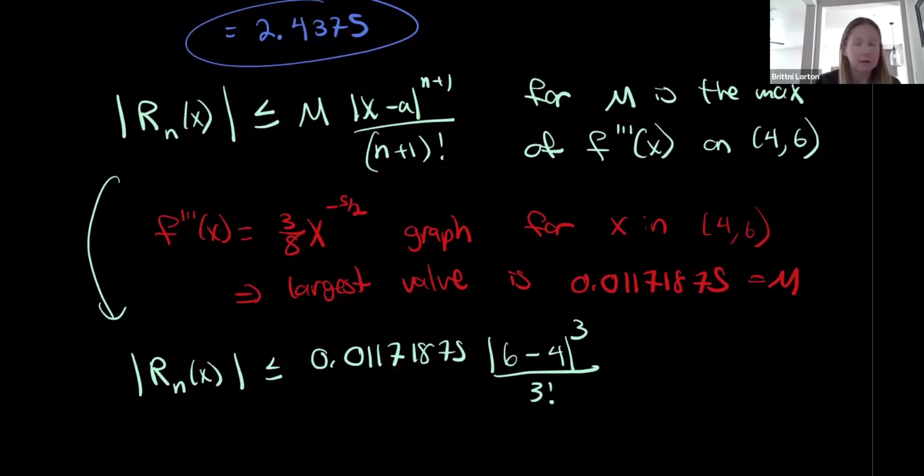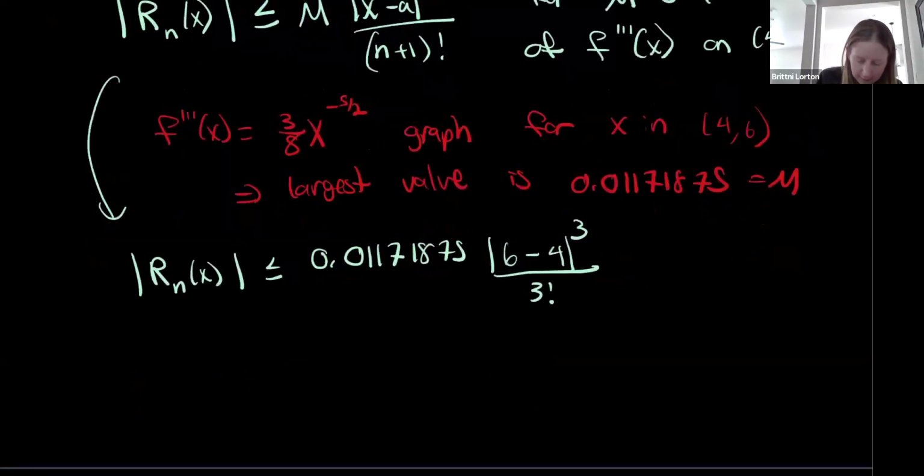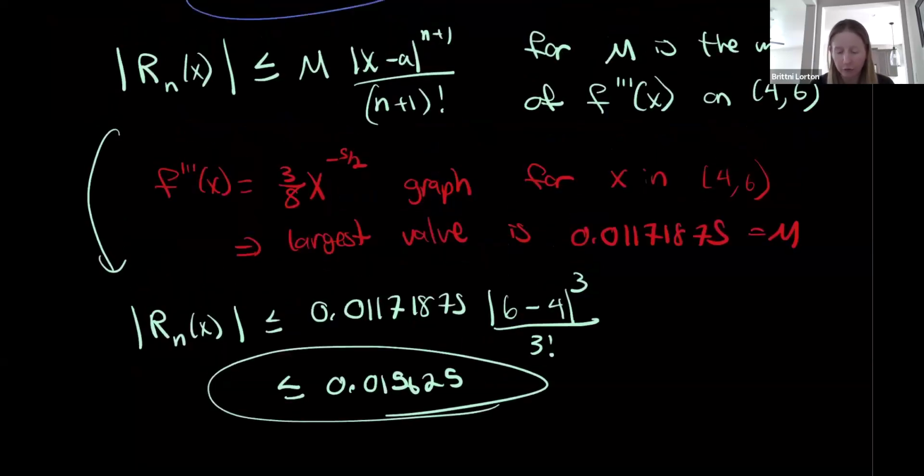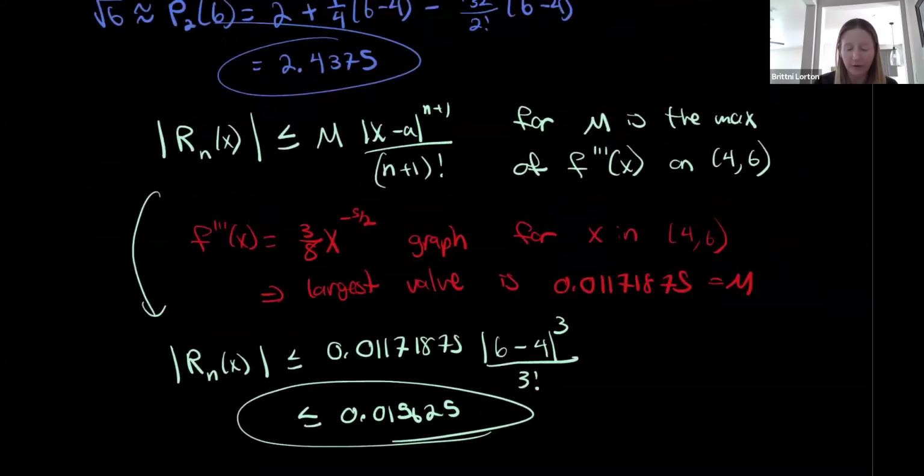And then you can type that into your calculator. Let's do that. So I got 0.011711875 times, okay, and I got 0.015625. So I don't know right now, truly, what the square root of 6 is.